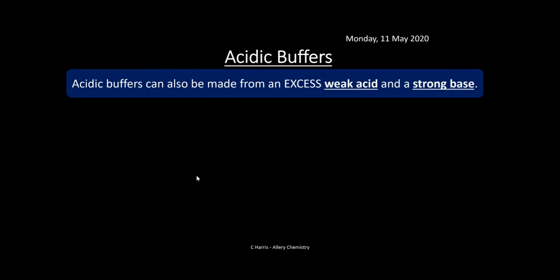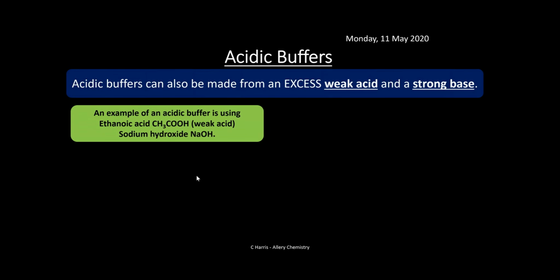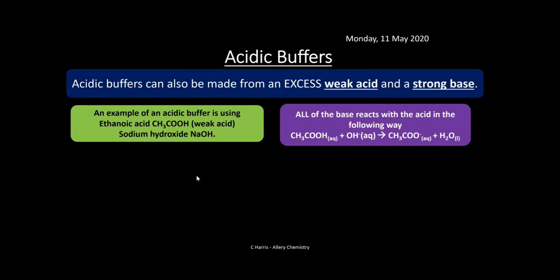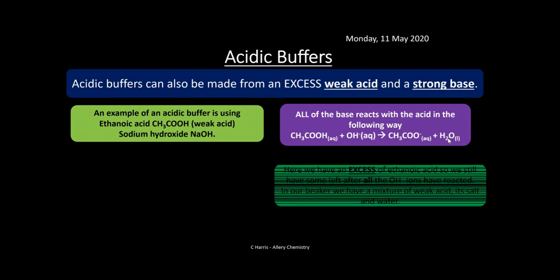Okay, so acidic buffers can also be made from a weak acid and a strong base. This goes back to the titration we mentioned before. An example of an acidic buffer uses ethanoic acid and sodium hydroxide. Let's see how this works. All of the base reacts with the acid in the following way: ethanoic acid plus OH minus ion, which has come from the base, forms CH3COO minus and H2O, which is the water that's produced.